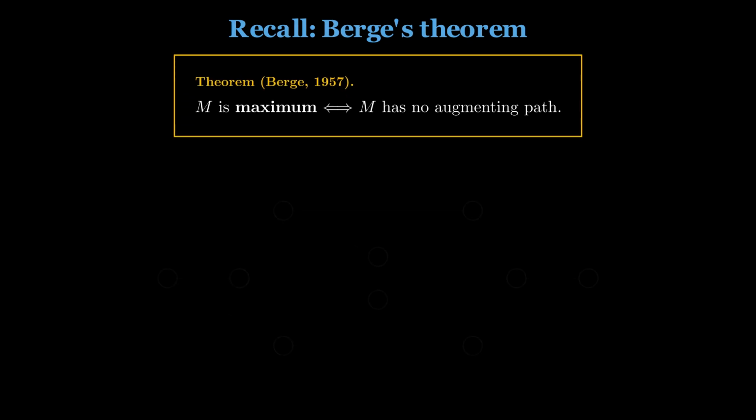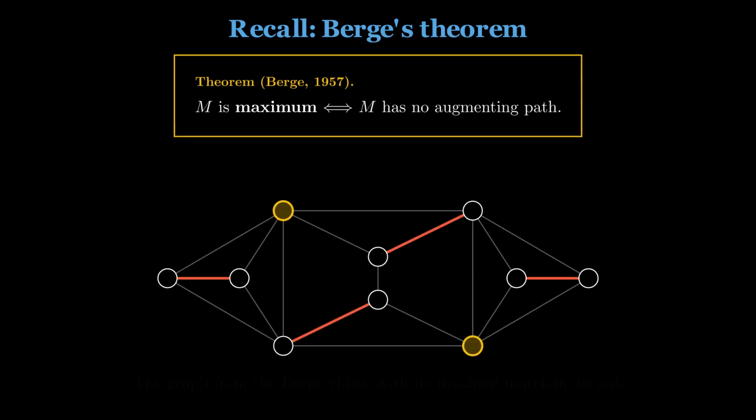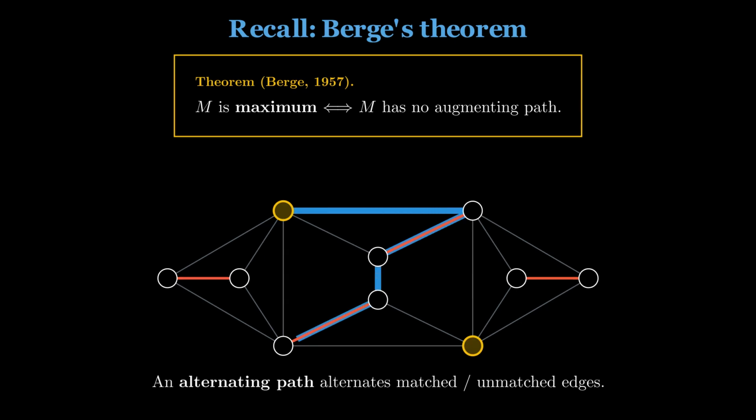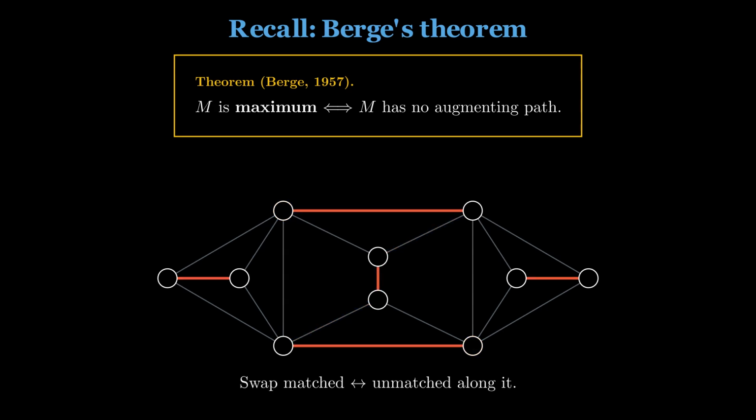Here's the graph from that video, with its maximal matching in red. The blue trail alternates between matched and unmatched edges, an alternating path. Its 2 endpoints are unmatched, which makes it an augmenting path. Swap matched and unmatched along it, and the matching grows from 4 edges to 5. That is the whole plan. Grow the matching along augmenting paths and stop when none is left.